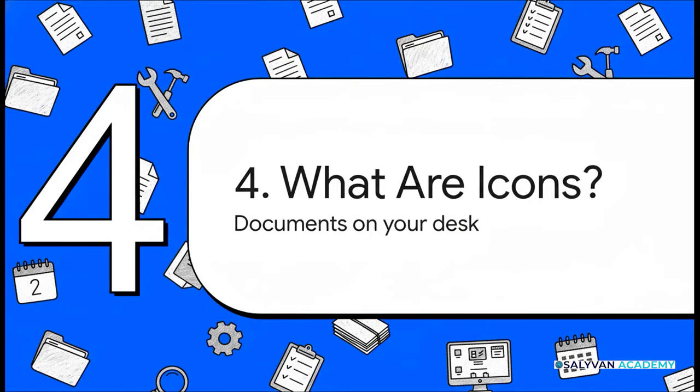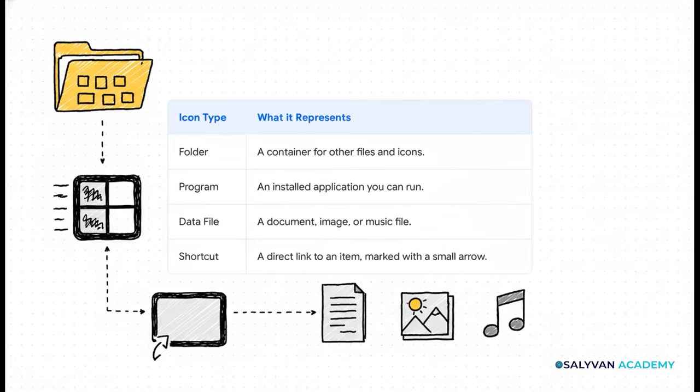So we've covered the desk and the tool belt. Now, what about all those little pictures scattered around? These are icons, and they're just like the individual documents, folders, and tools you'd have on a real desk. There are a few main types of icons to get familiar with. You've got folders, which are basically containers for other stuff. Then you have programs, which are the actual applications you run. Data files are your documents, your pictures, your music, and then there are shortcuts. They look like program icons, but they have this tiny little arrow. These are just pointers that link to the real file, which might be stored somewhere else.